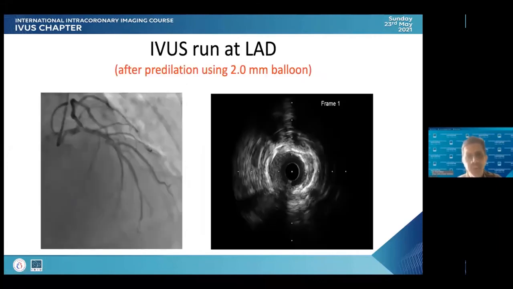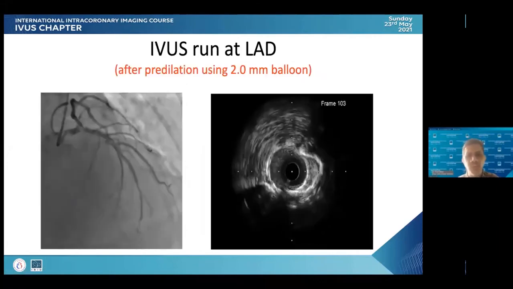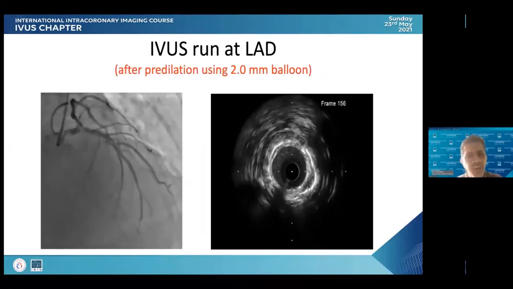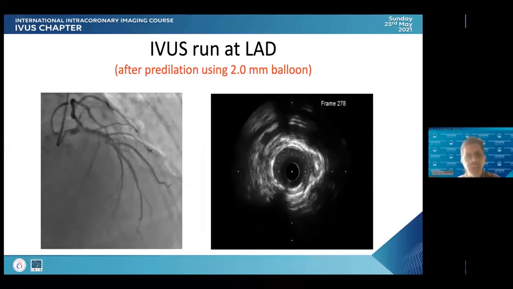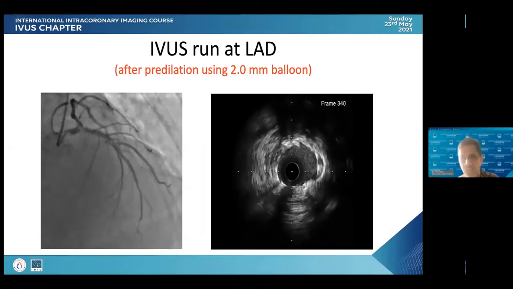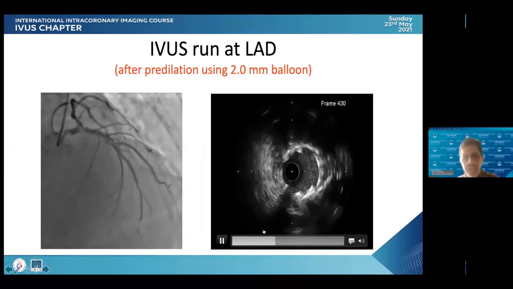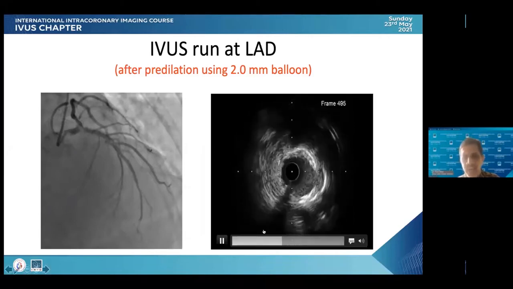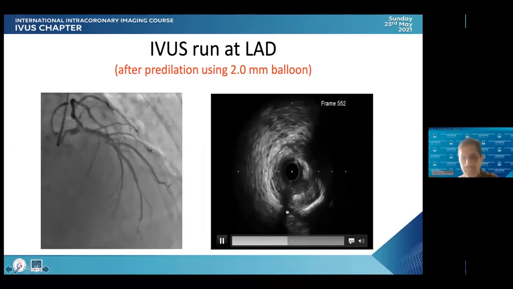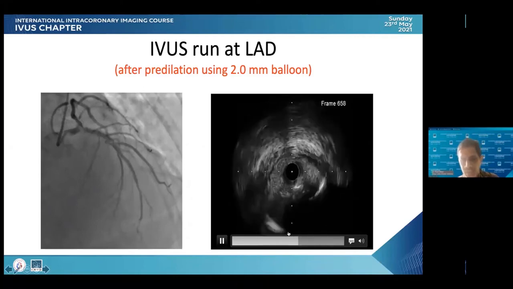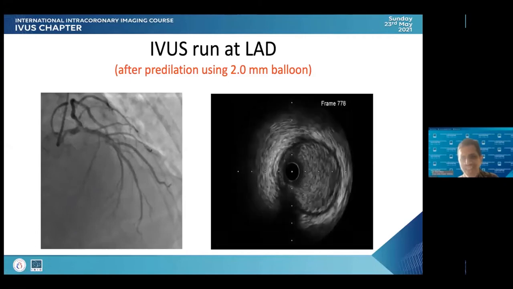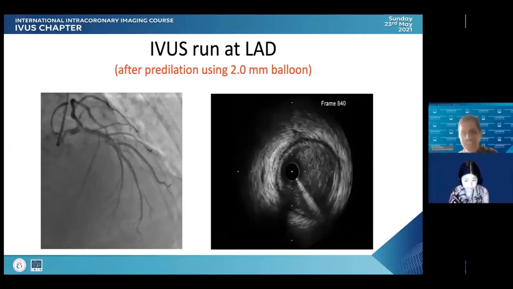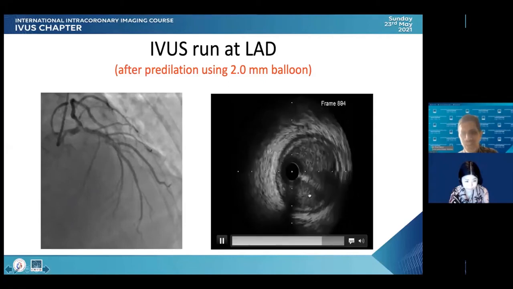So based on this information, we did a pre-dilatation using a 2 mm balloon, followed by IVUS assessment. This is the IVUS run from LAD to left main. Yeah, we see the old stent, which has okay expansion. And in the left main, we see the calcified nodule.